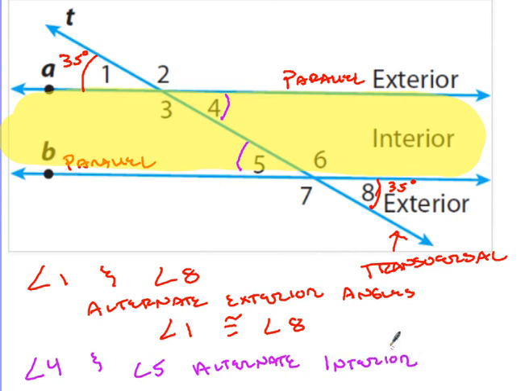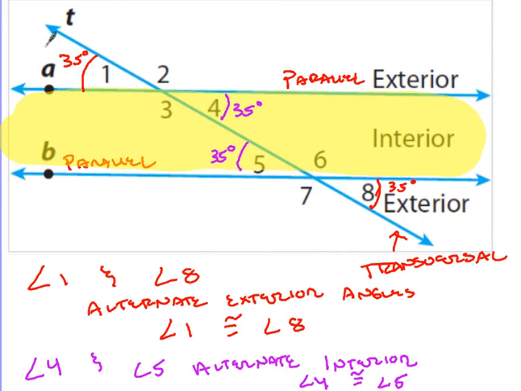And as you may have guessed by looking at them, those are also always congruent. So angle 4 and angle 5 are also always congruent. So if this is a 35-degree angle, this is also a 35-degree angle. Okay. Now, alternate exterior angles are equal to each other. Alternate interior angles are also equal to each other. So important things to know.